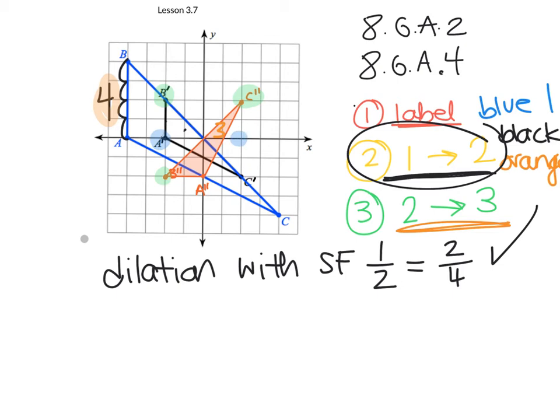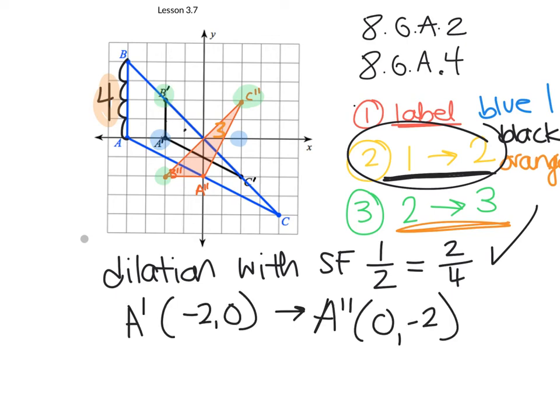So let's write down a pair of ordered pairs to see if that helps. I've recorded the coordinates for A prime and A double prime. You'll notice that the x and y values have switched. So it has to be a rotation.